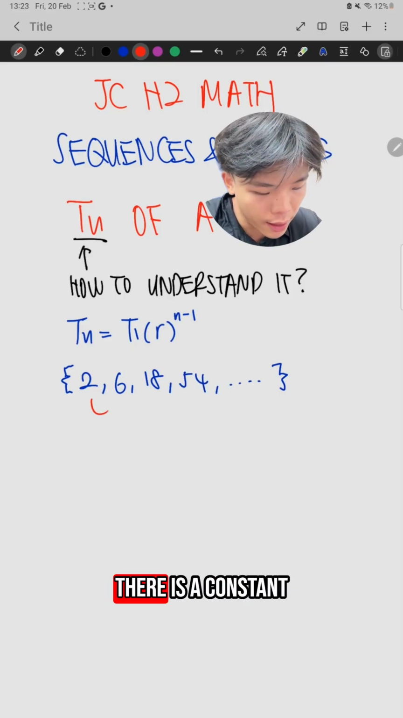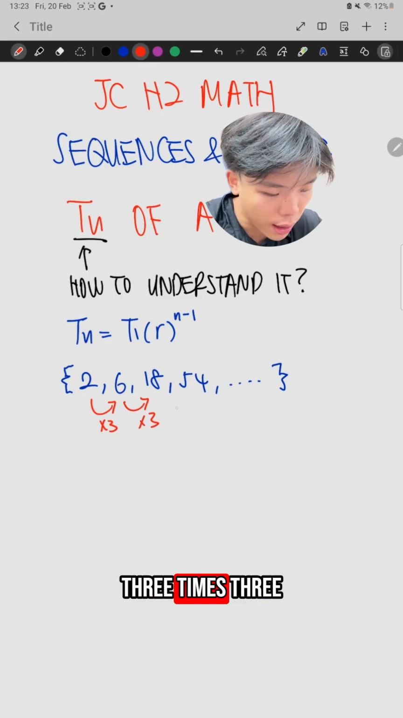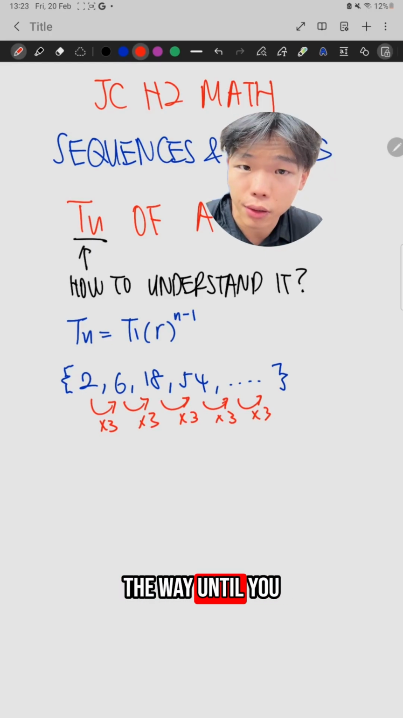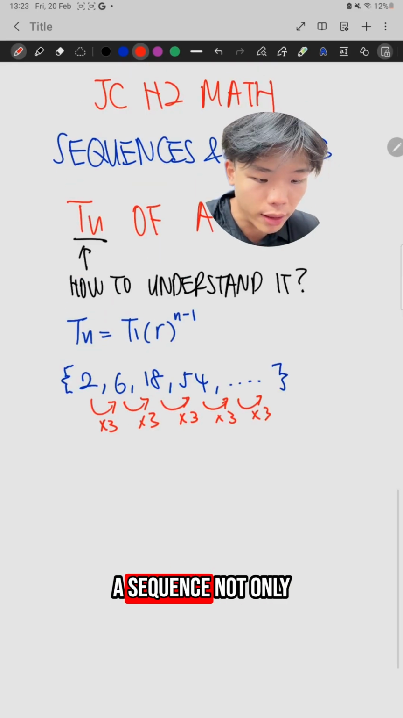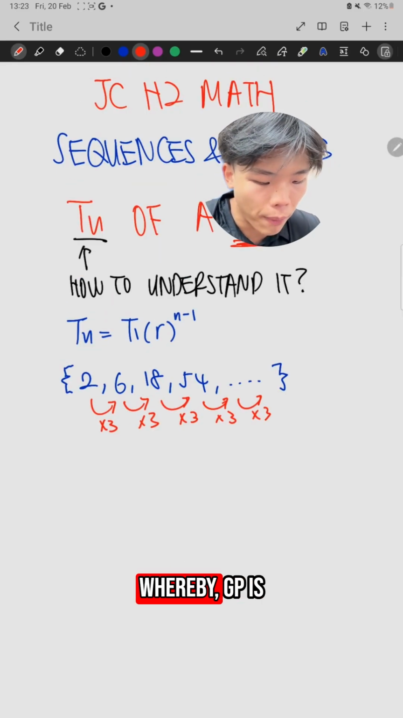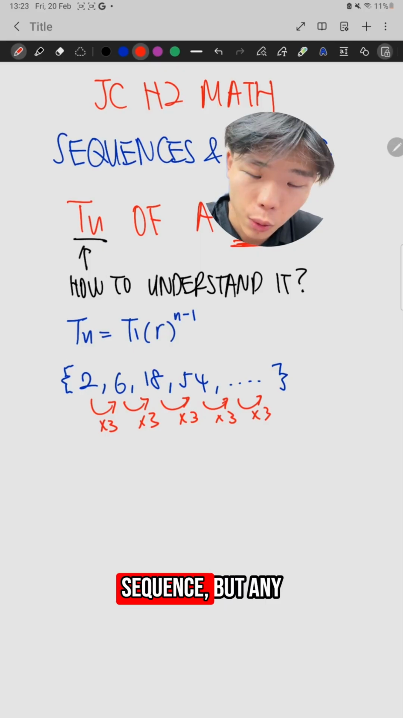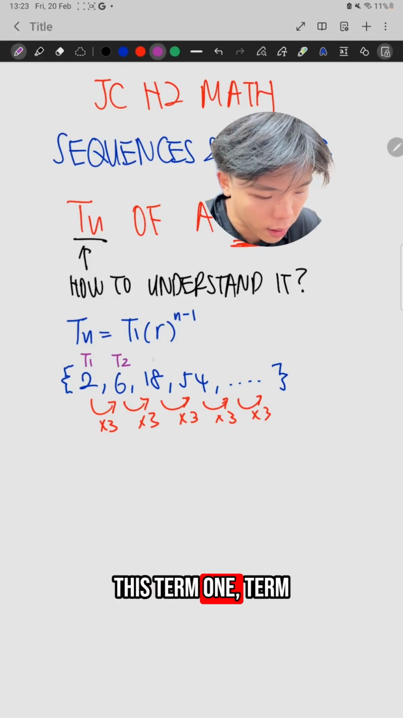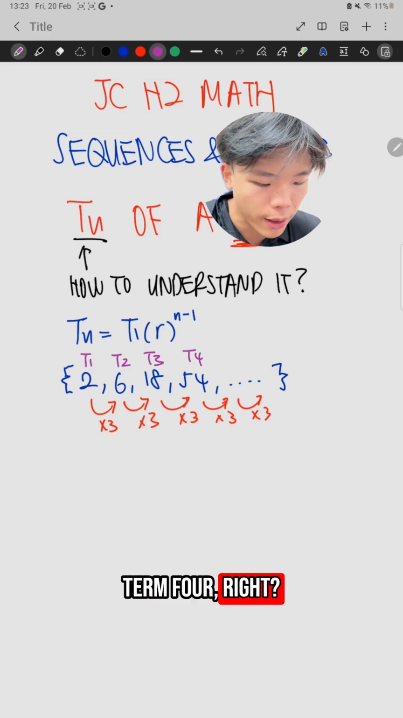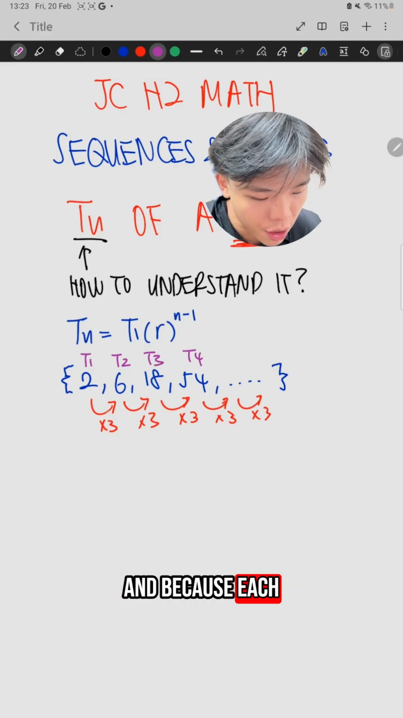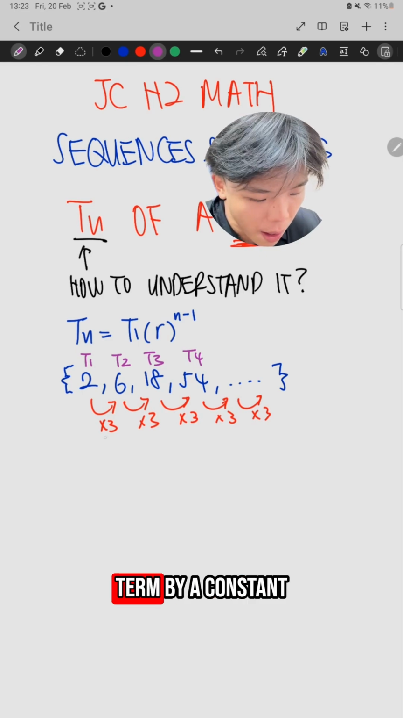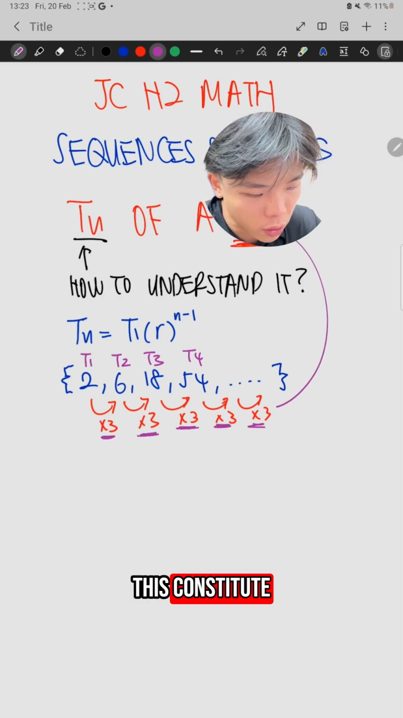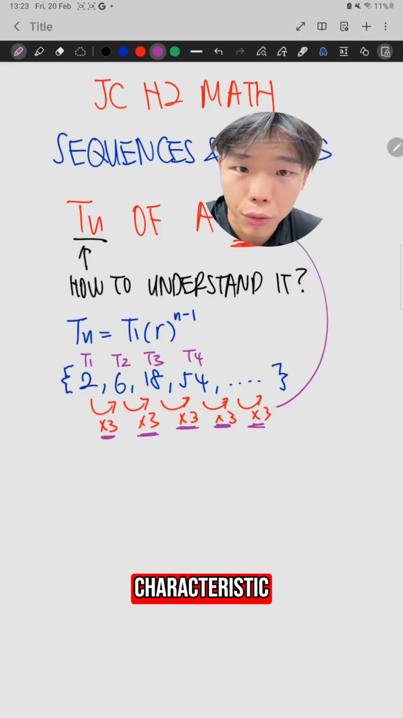And we can see that there is a constant ratio of times 3, times 3, and times 3 over here. And of course, this will carry on non-stop. We know that a sequence, not only a GP, where a GP is a more specific example of a sequence, is all indexed. That means we can call this term 1, term 2, term 3, term 4. Each term has a specific value, and because each term is related to the previous term by a constant multiple, and not a constant difference, this constitutes it to be a GP, because this is the characteristic of a GP.